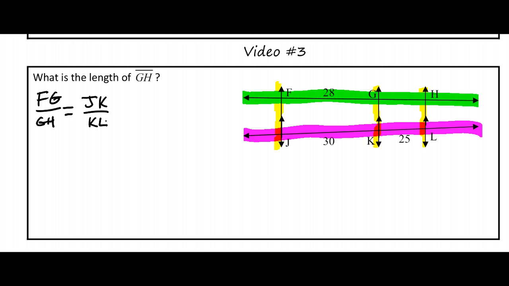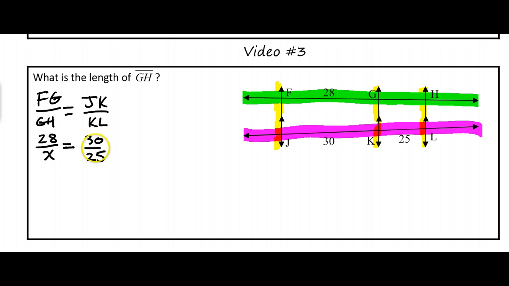Now there are other ways that you could write this proportion that would work. The way that I wrote it here is based strictly on the theorem. So let's go ahead and substitute in what we know. We know that FG is 28. So we've got 28, and GH we don't know, so I'm going to make that X. And JK is 30, and KL is 25. So we've got our proportion.